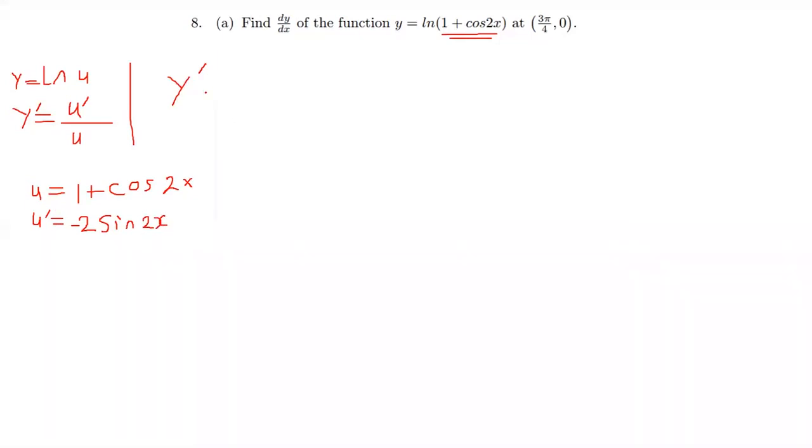So to find y prime, we get our u prime and put it on top. Our u prime is negative 2 sin 2x. Then we divide by the original function, which is 1 plus cos 2x.